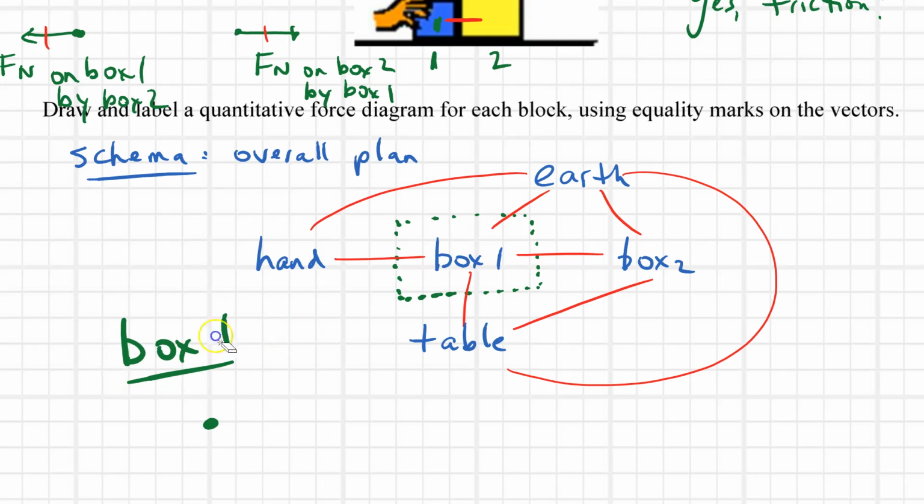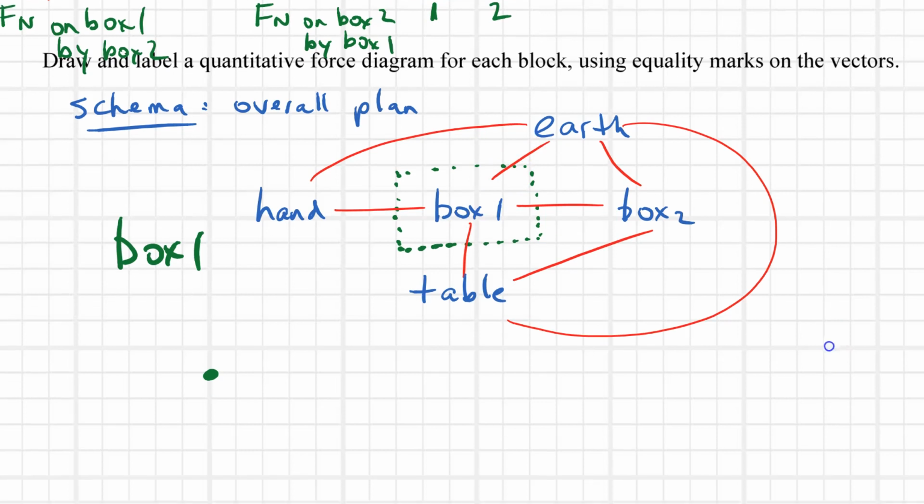Oh, I need a little bit more space here, so I'll move it up here. So I'll say box 1. And then I will pick something a bit smaller. Okay, so now each of those red lines should show up in my forces. Okay, so between box 1 and the Earth, well, that's that force of gravity.